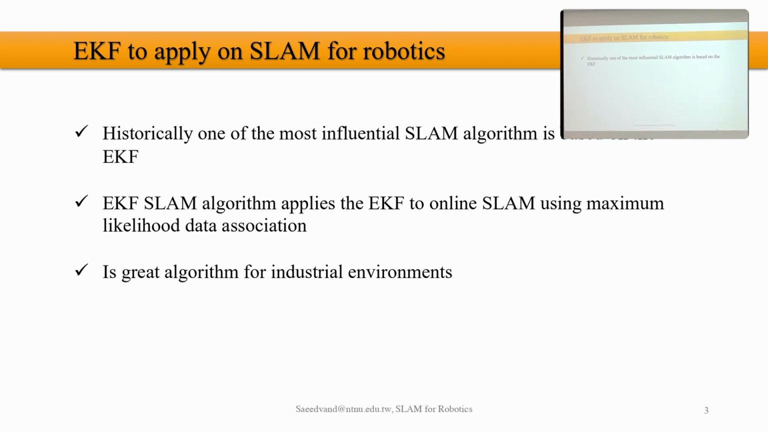Historically, one of the most influential SLAM algorithms is based on the extended Kalman filter, so it is kind of the father of all the SLAM algorithms that we are going to see later on. We've seen that we can apply the extended Kalman filter in online form. That means that without having the whole pose history of the robot moving in the environment, we can update in online form the belief about, for example, the location of the robot or the location of the landmarks that we are going to see today.